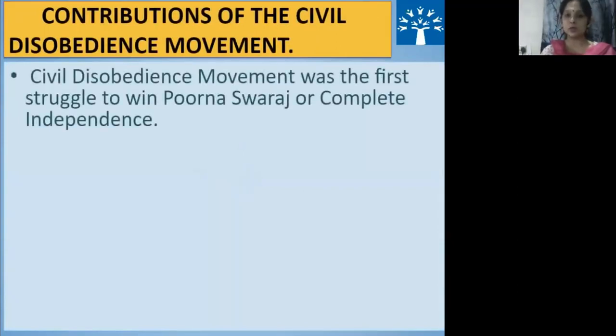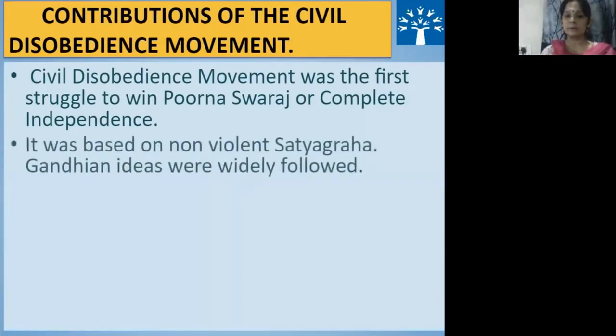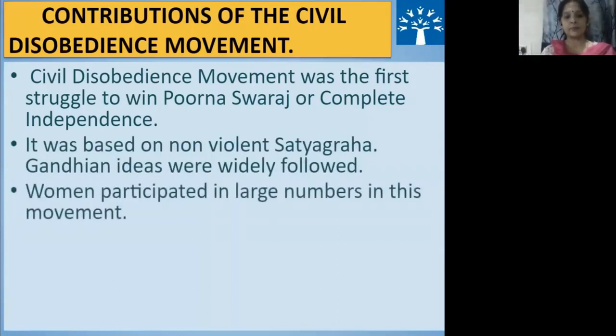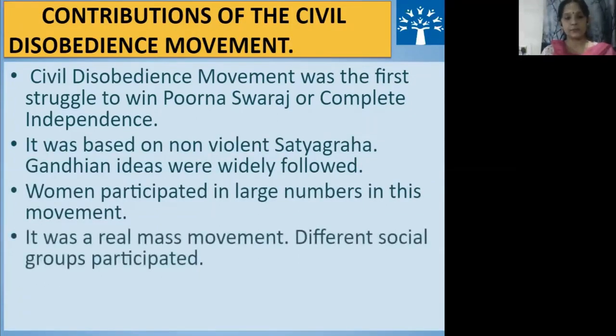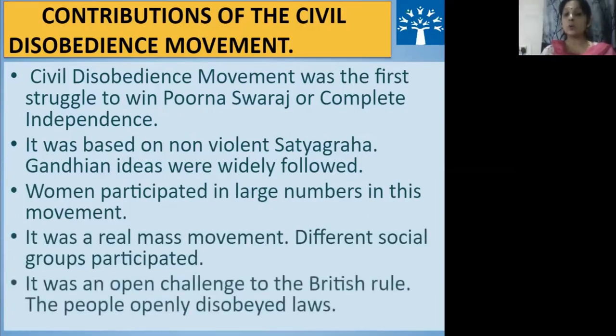Contributions of the civil disobedience movement. Civil disobedience movement was the first struggle to win Purna Swaraj or complete independence. It was based on non-violent Satyagraha. Women participated in large numbers in this movement. It was a real mass movement. It was an open challenge to the British rule, and people openly disobeyed laws.